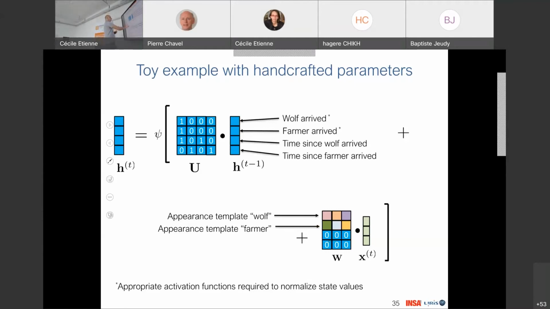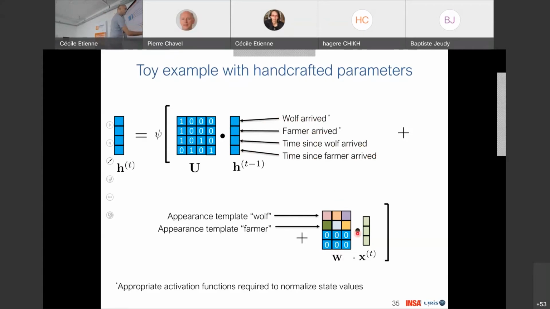So this is the same function as before. Let's say my hidden state h_t is updated from the past state and integrates my observations, okay? So this is my hidden state here. 4 values. How do I interpret these values? First value is between 0 and 1 and tells me, did the wolf arrive or not? Second value, did the farmer arrive or not? Third value, how much time passed since the wolf arrived? Fourth one, how much time since the farmer arrived? I initialize these values all to 0. Everything is 0 at the beginning. Wolf not there, farmer not there, and these two we don't care because they're not there, right?